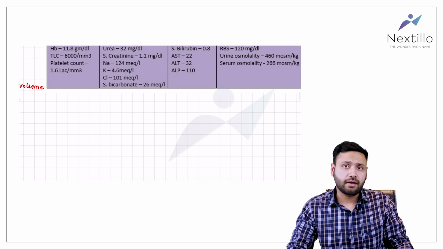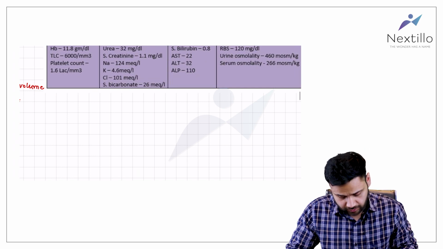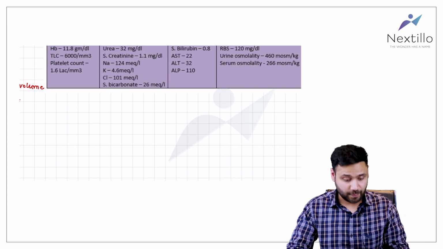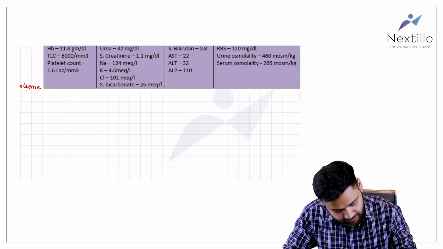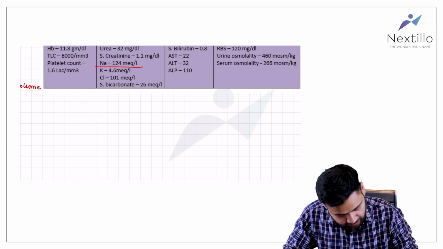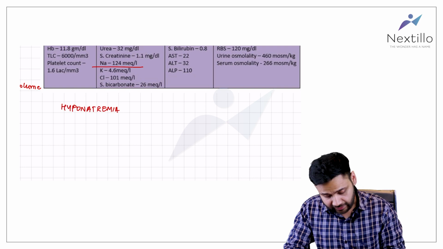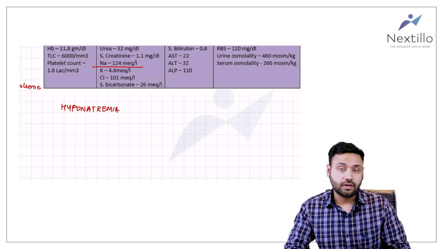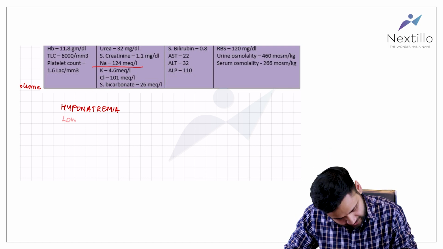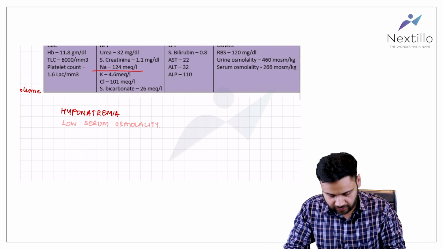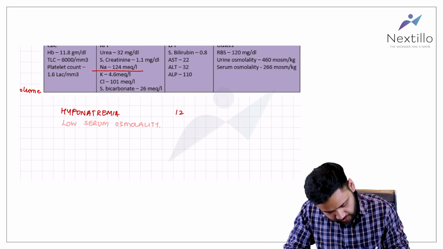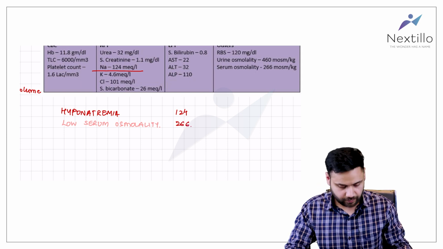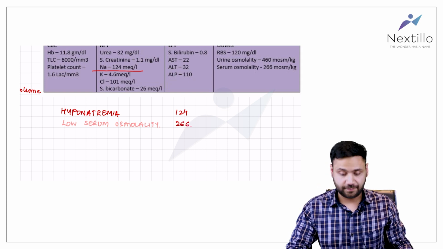If we review her labs, what is there? What's abnormal? So if you see closely, you have hyponatremia. And another abnormality that you see here is low serum osmolality. What's the sodium level? The sodium level is 124. The serum osmolality is 266. I believe everyone noted that.